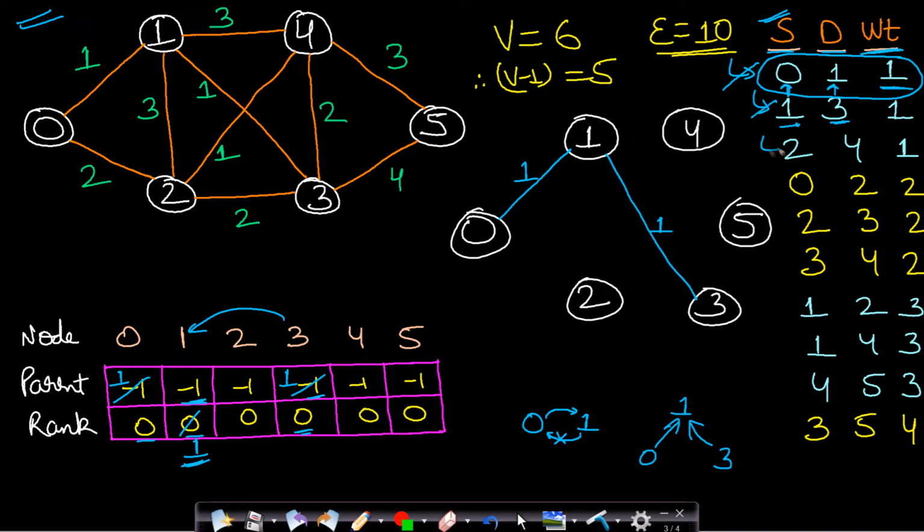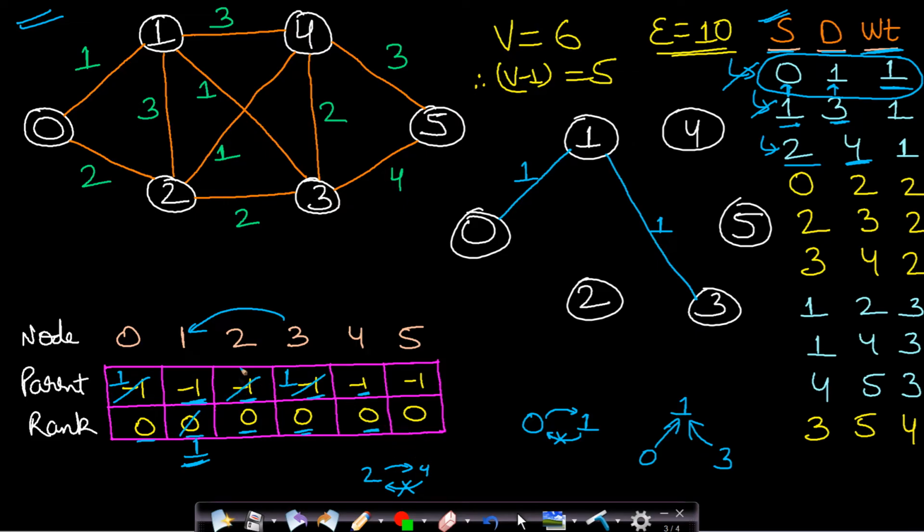Now let us process the next edge. This is from 2 to 4 with weight 1. Absolute parent of 2 is -1, indicating that this 2 is absolute parent of its own set. Absolute parent of 4 is -1, indicating that this 4 is absolute parent of its own set. So they both are having different absolute parents. Now they both are having the same rank. So you can make either 2 point to 4 or you can make 4 point to 2. I will assume that 2 will be pointing to 4.